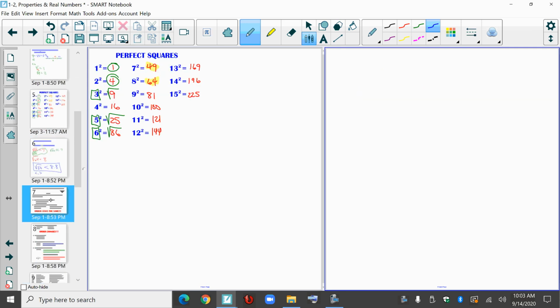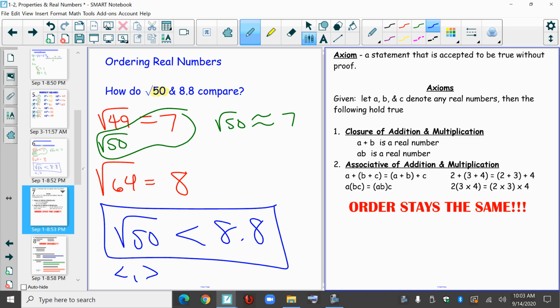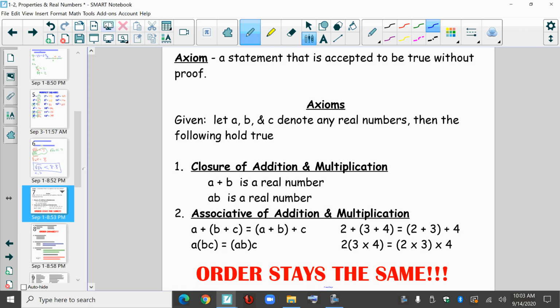Okay? Now, this is the big part of today's lesson. The big part of today's lesson is going to be our properties. And these properties are the part that everybody usually struggles with. So, an axiom is a statement that you have to accept as being true. You can't do anything else about it but say, yes, this is true. So the very first property we're going to learn is closure.